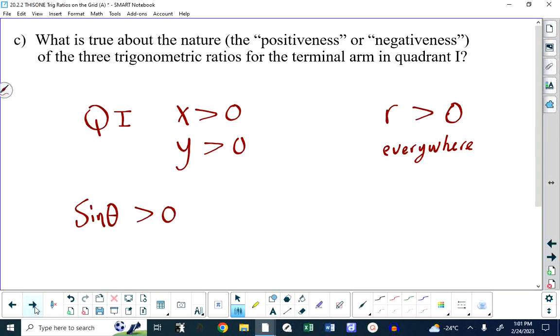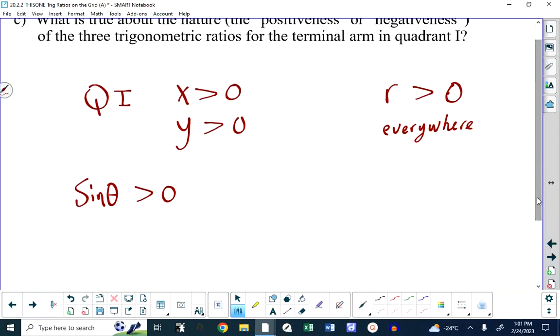And it's at this point in time that maybe some of you are going, yeah, so what? I mean, it's all positive, big deal. Well, it's not going to be if it's in a different quadrant. Cosine of theta, if you just look up a couple centimeters in your note package, well, you just wrote down cos of theta is x over r, but in quadrant 1, x is positive and r is positive. Well, r is always positive, which means cosine is positive.